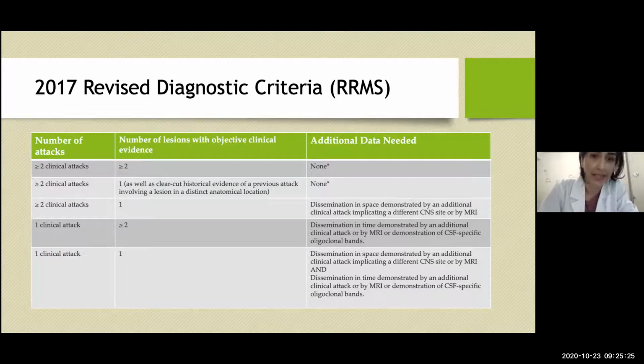This slide shows the 2017 revised diagnostic criteria, RRMS. Based on these criteria, we can diagnose patients with MS. We count the number of attacks and number of lesions with objective clinical evidence, and additional data may or may not be needed. For example, if you encounter a patient who had greater than or equal to 2 clinical attacks and greater than or equal to 2 lesions, you do not need additional data to diagnose the patient with MS.